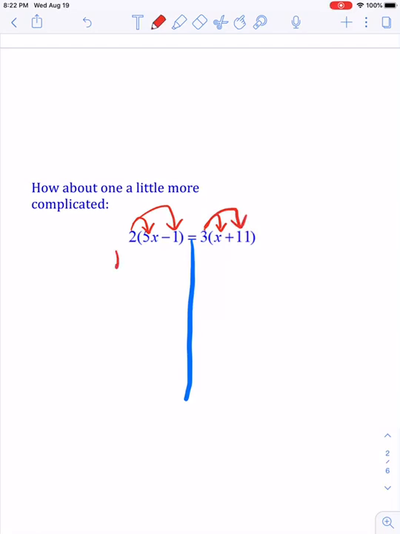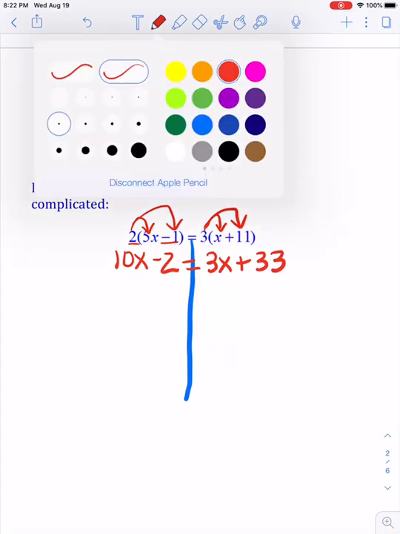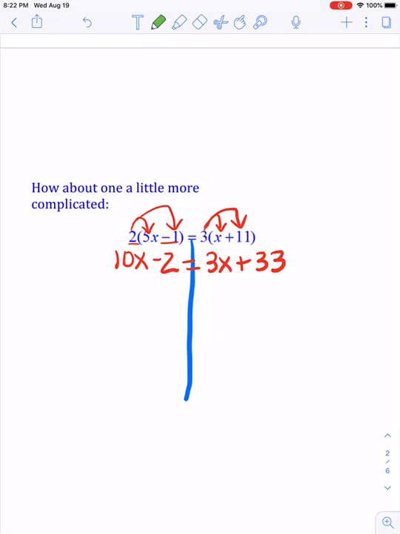So 2 times 5x is 10x. 2 times a -1 is a -2. It's equal to 3 times x is 3x. 3 times 11 is 33, and it's positive, so I'm going to say plus 33. There's no like terms I can combine on each individual side, so now I've got to move stuff around.